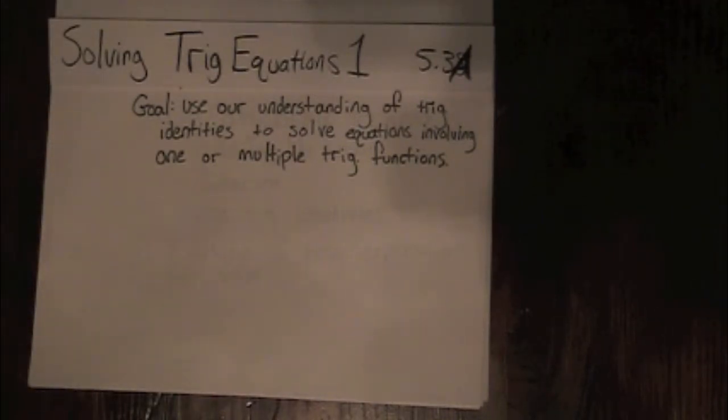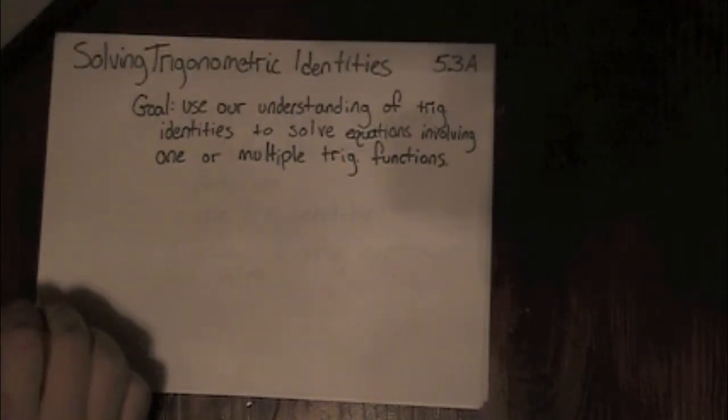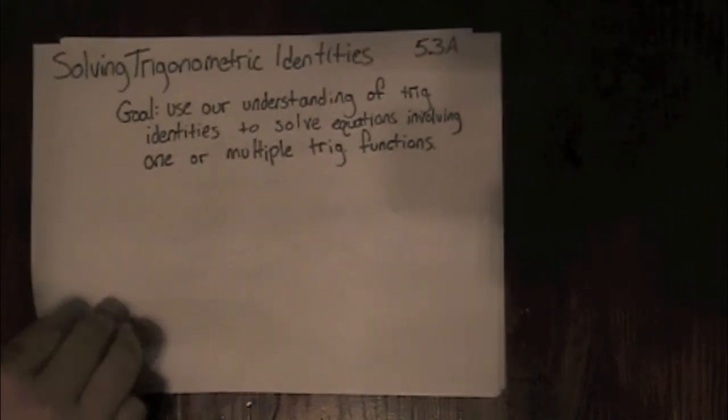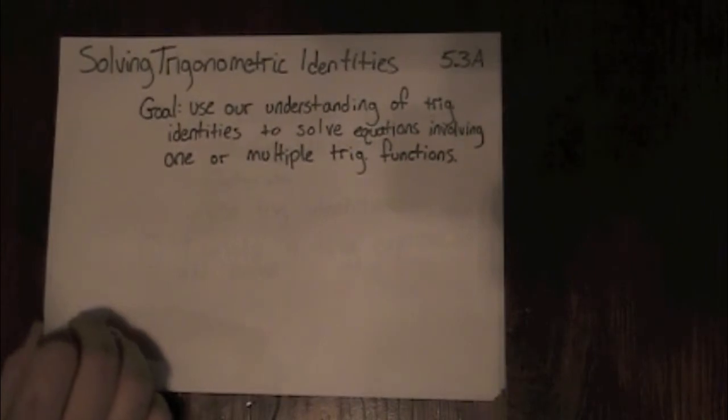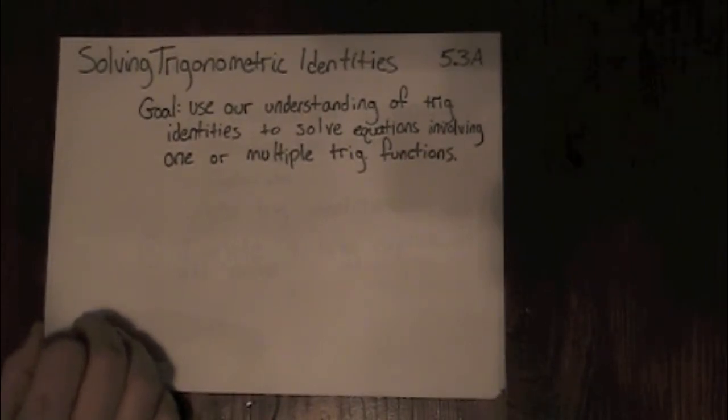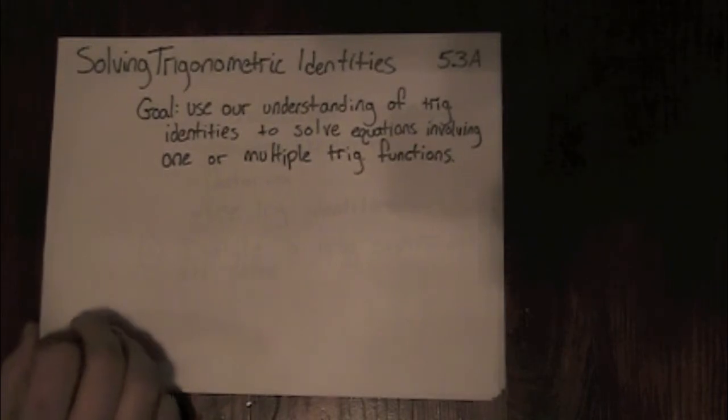Our goal today is to use our understanding of identities and our knowledge of algebra to solve some equations involving one or more trig functions. We've done this before. In our last chapter we looked at solving some trig equations that involved one function and using the inverse to undo the trig function and get a solution. Today we're going to be looking at some problems that are a little bit more complex.